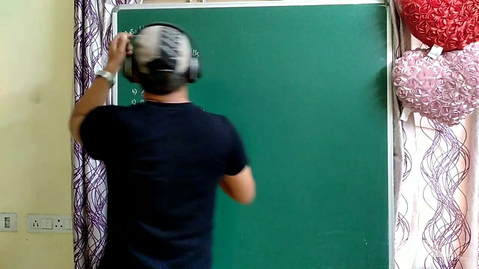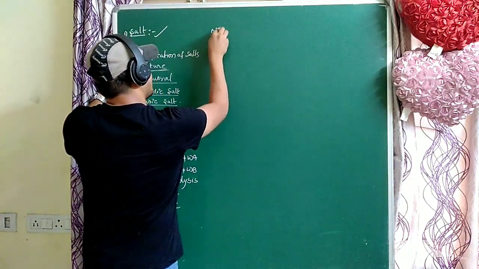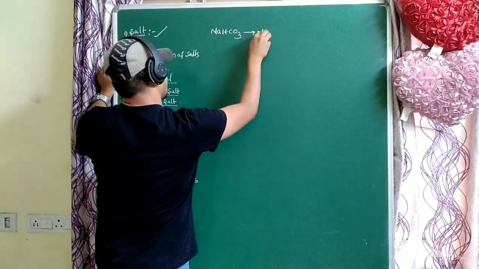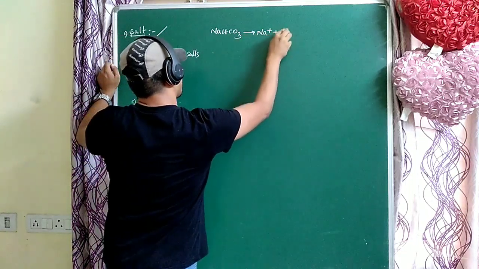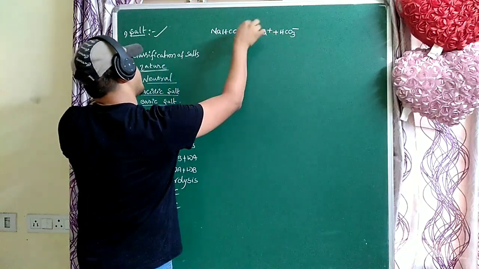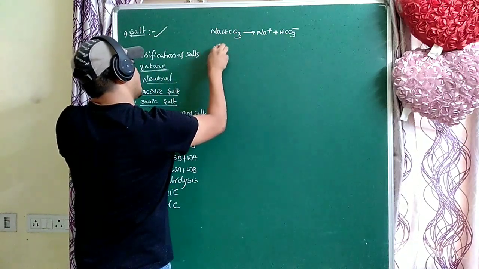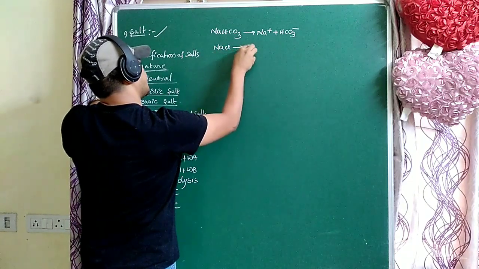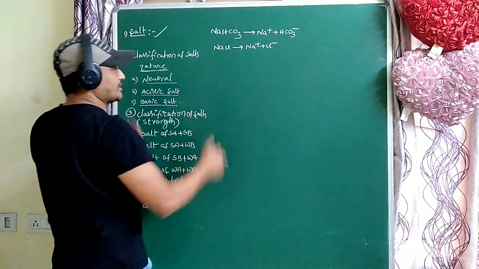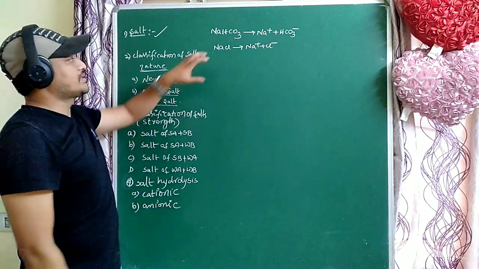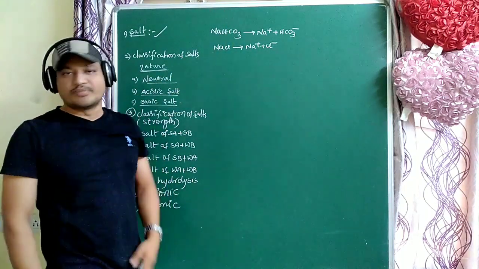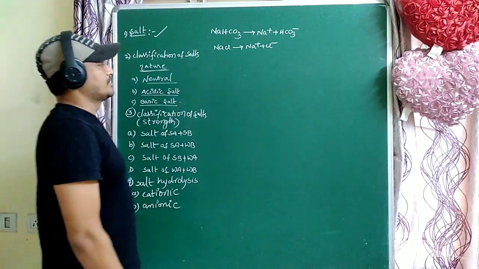For example, NaHCO3: in first ionization, it gives Na plus and HCO3 minus. It does not give any H plus or OH minus in first ionization. Another example is NaCl, Na plus and Cl minus. This is the first ionization, and it does not give any H plus or OH minus. This type of compound is called a salt.